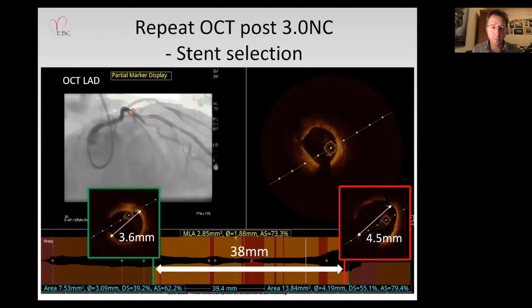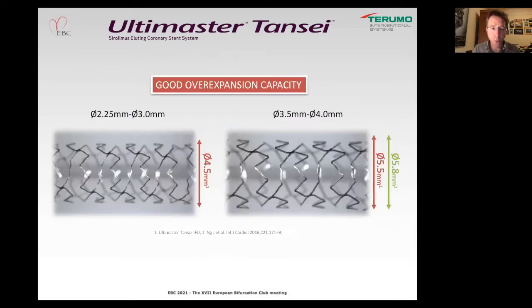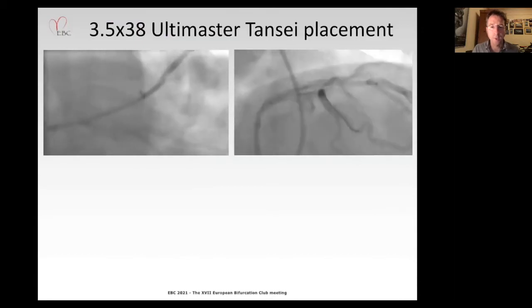And it's critically important we select a device that can appropriately expand. Now, the Ultimaster Tansei absolutely has that capacity. It's a very open cell design. It offers very uniform scaffolding, and it purposefully has just an abluminal coating for delivery of the sirolimus drug. And most importantly, as I've already suggested, this 3.5 platform will, on bench, expand to 5.8, as shown by Nicolas Foin's group. So I place a 3.5/38 Ultimaster Tansei, placing in multiple projections.